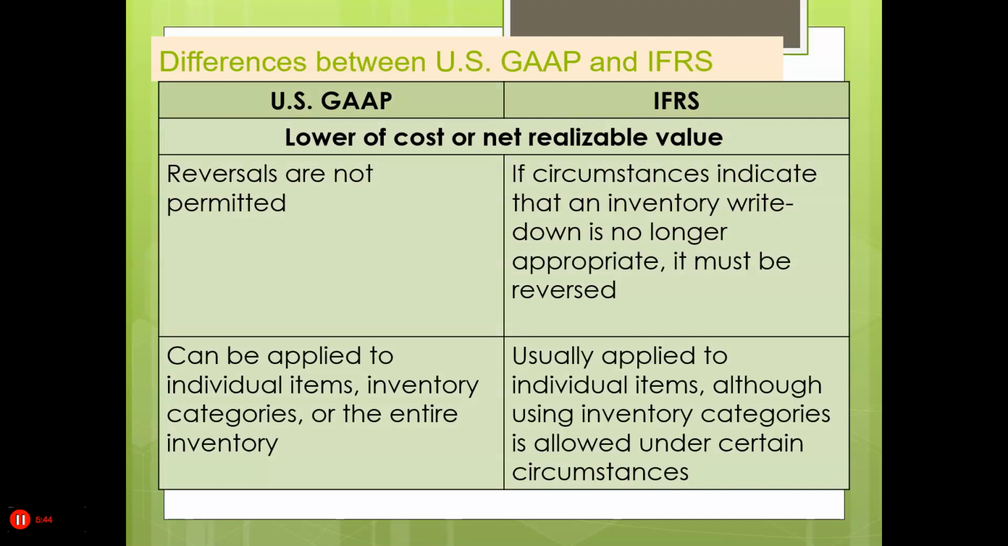Now, for lower of cost or net realizable value, under GAAP, we cannot reverse. If we write it down, it doesn't go back up. And we can apply it by item, by category, or the entire inventory. Under the international standard, there are circumstances where you can reverse your write-down. And for them, you can look at it individually or sometimes in groups, but not in total.